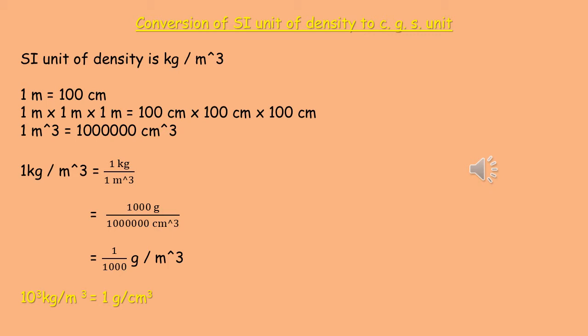If we do cross multiplication, we will be getting that 1000 kg per meter cube is equal to 1 gram per centimeter cube. We can write in power notation that 1000 kg per meter cube, we can write it as 10 to the power 3 kg per meter cube is equal to 1 gram per centimeter cube.